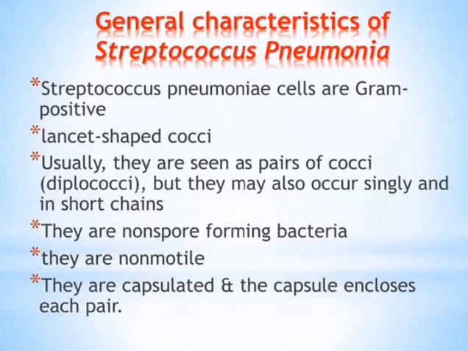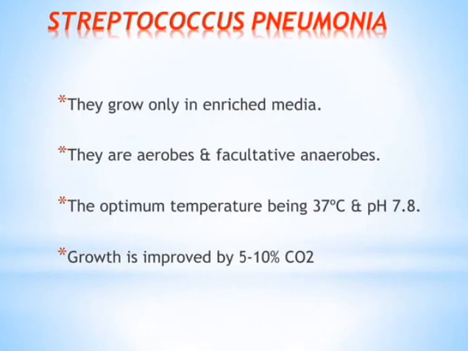General characteristics of Streptococcus pneumoniae. Streptococcus pneumoniae cells are gram-positive, lancet-shaped cocci. Usually they are seen as pairs of cocci, diplococci, but they may also occur singly and in short chains. They are non-spore-forming, non-motile, and capsulated, and the capsule encloses each pair.